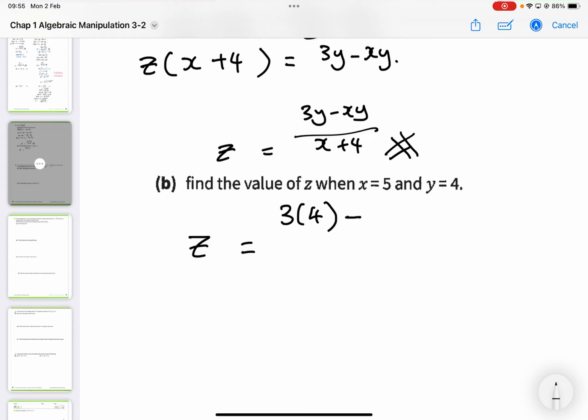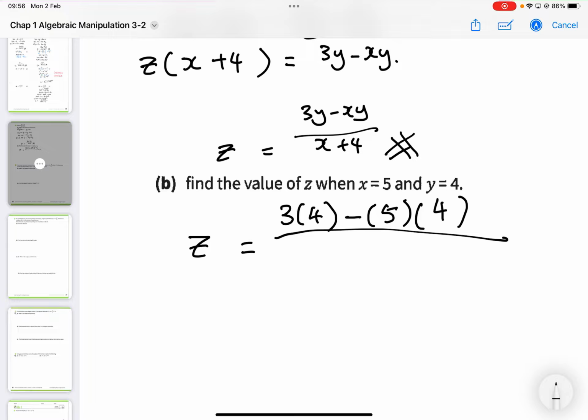X I am substituting, so I need to replace X with a bracket. Then X is 5, so I put 5 inside the bracket. I am substituting Y, so I replace Y with a bracket. And Y is now 4, so I put 4 inside the bracket. The division, no change. I am not substituting the division line.